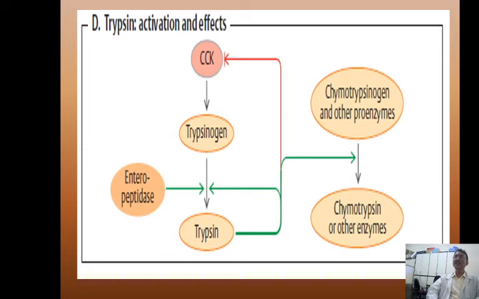Now, how does this happen? This conversion of all these inactive enzymes into an active structure happens in the presence of an enzyme known as enteropeptidase. This enteropeptidase ensures that the enzymes are converted from the proactive or inactive form into the active form.